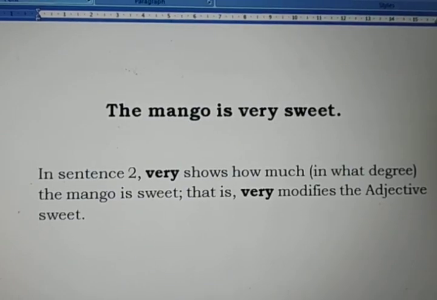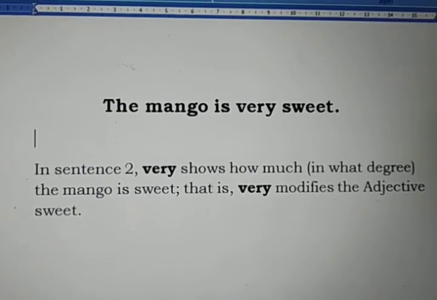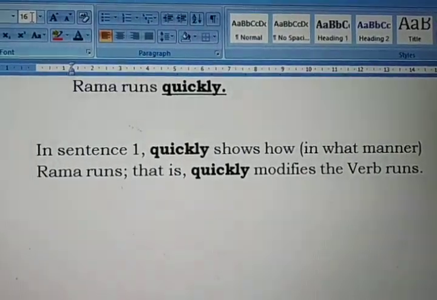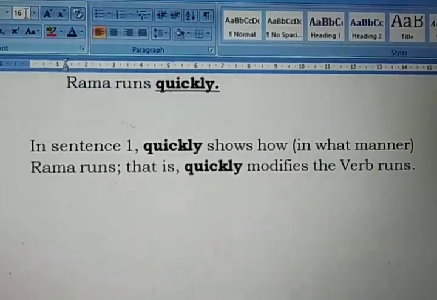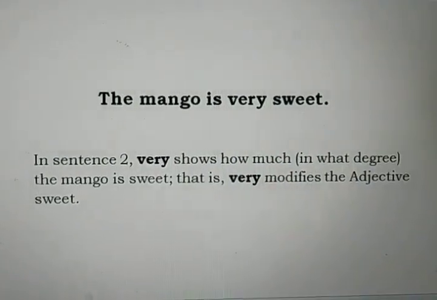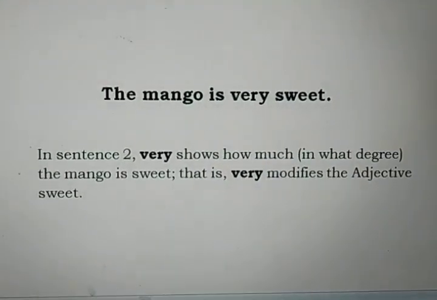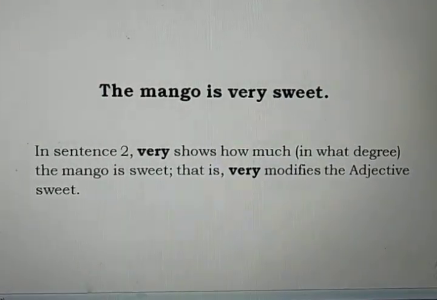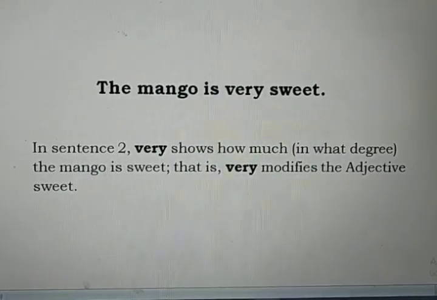Earlier, in the last example, I told you that the word quickly modifies verb. But in example 2, the word very modifies the meaning of the adjective, that is sweet.